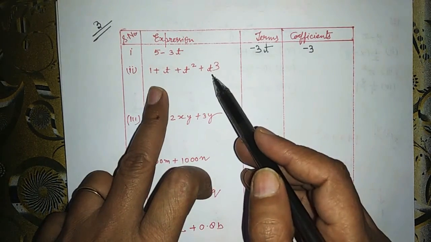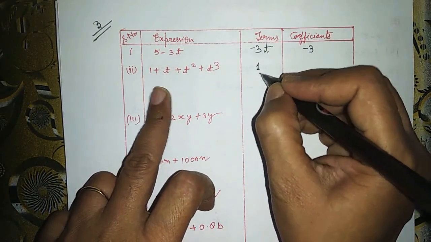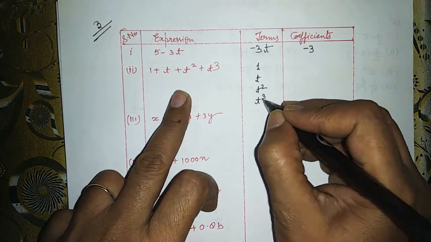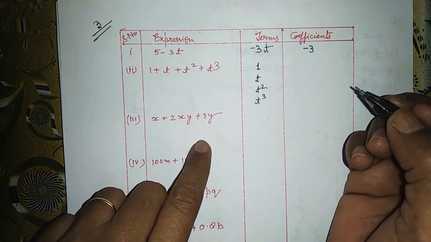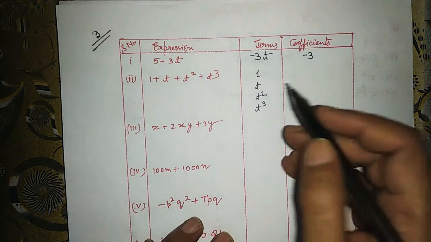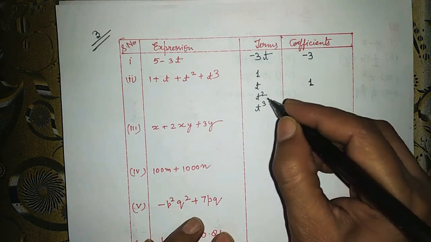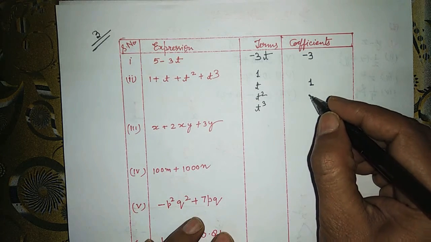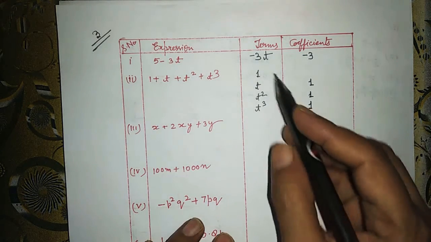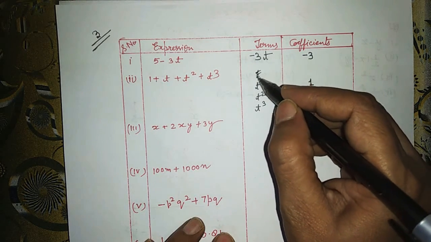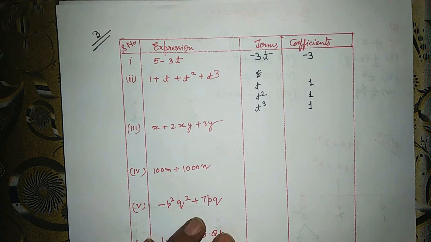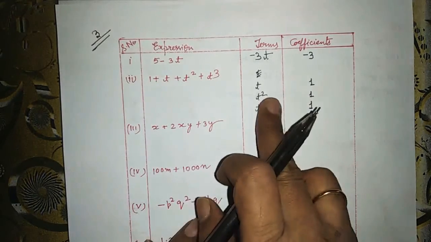Now see the second part. Here 4 terms we can see: 1, t, t square and t cube. Children, here the numerical coefficient of t is 1, t square is also 1 and t cube also 1. Children, by mistake I have written 1. It will not be written because 1 is a number. We cannot write a constant term here.